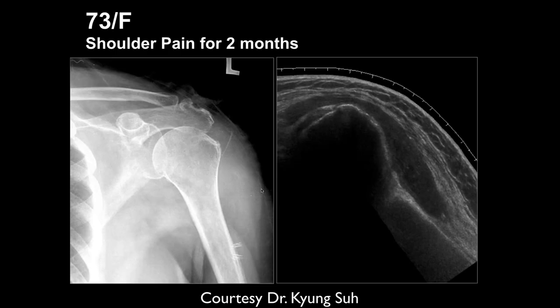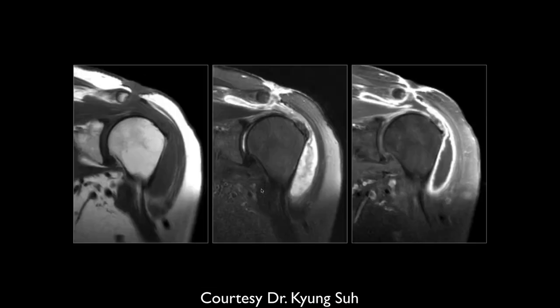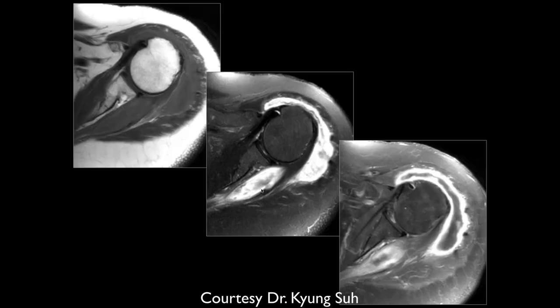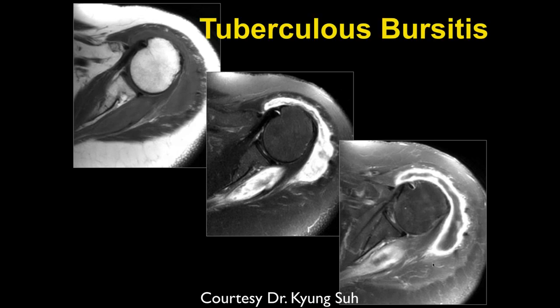No, this looks more... So you have a lot of big areas of infections. Yeah. All around the place. So maybe like a fungal or TB potentially. So this is typical TB. It's big fluid collection around the joints.